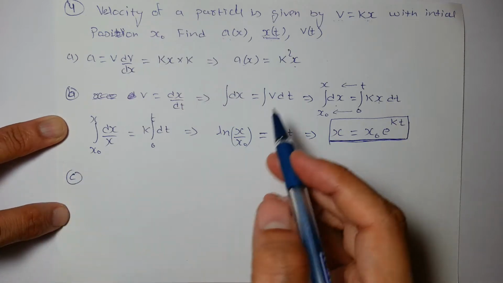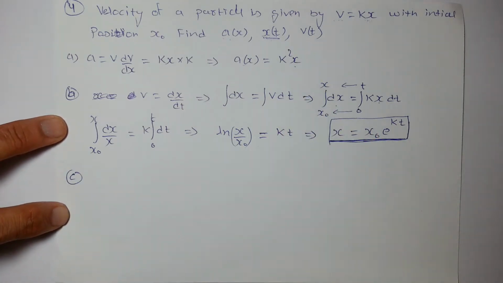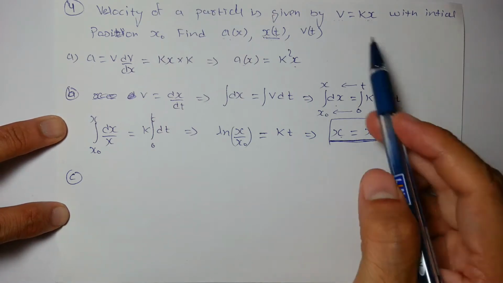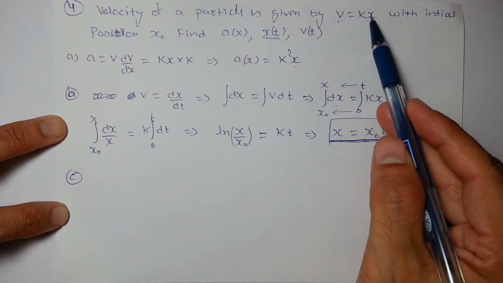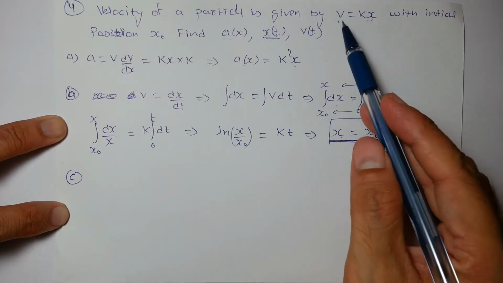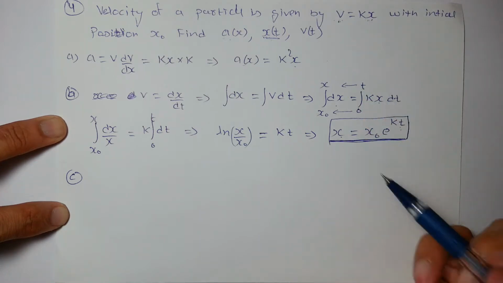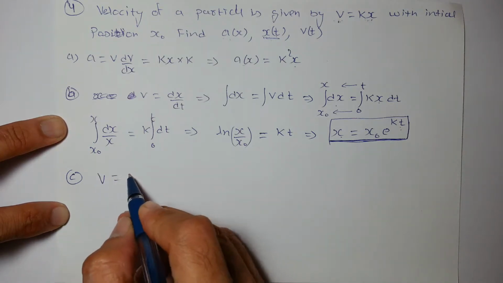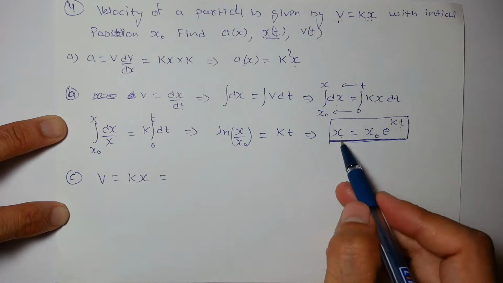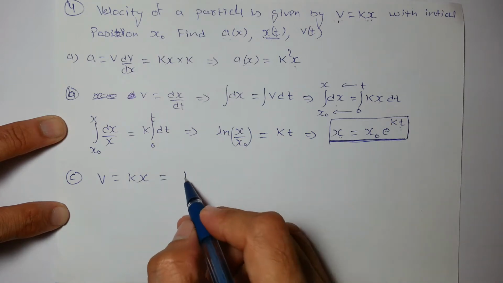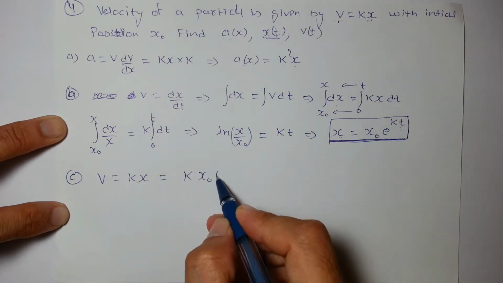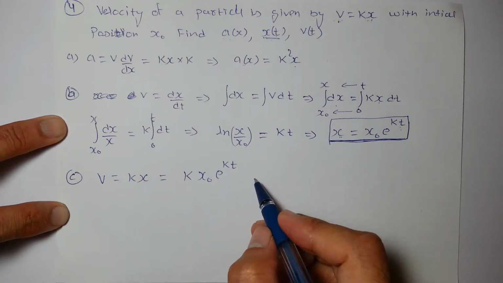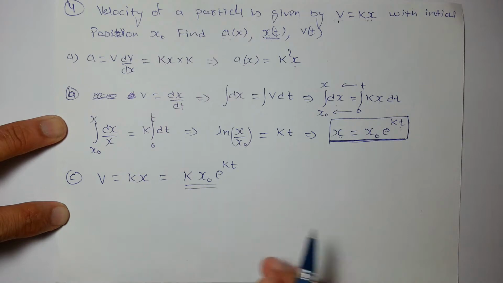The next and last part is velocity as a function of time. Again, we have x as a function of t and we have v as a function of x. So if we have to find v as a function of t, we can eliminate x. Just by putting v as kx and placing x as x0 e to the power kt, we can get v as a function of t. So this is velocity as a function of time.